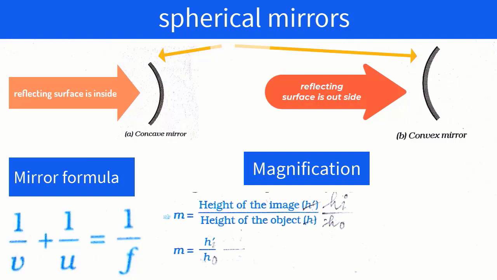The magnification. Magnification simply means how large the image has become. By what amount the image has enlarged, we can calculate using the magnification formula. And the other one is in terms of distance. So if you know the object distance and the image distance, we can also find the magnification. So in general, magnification is this one. So this is very, very important.